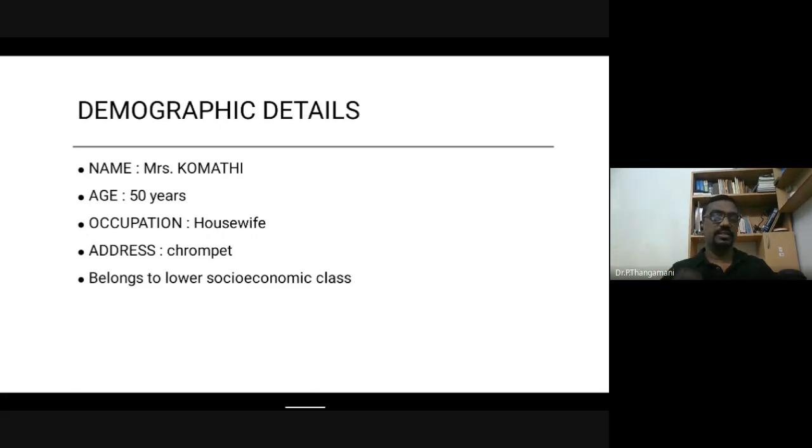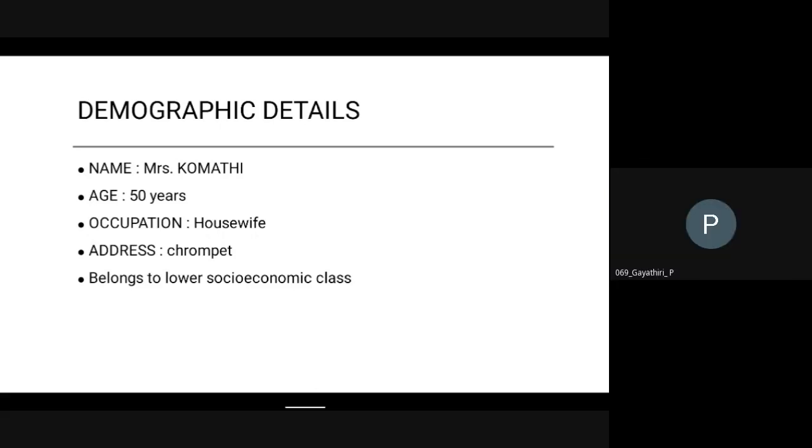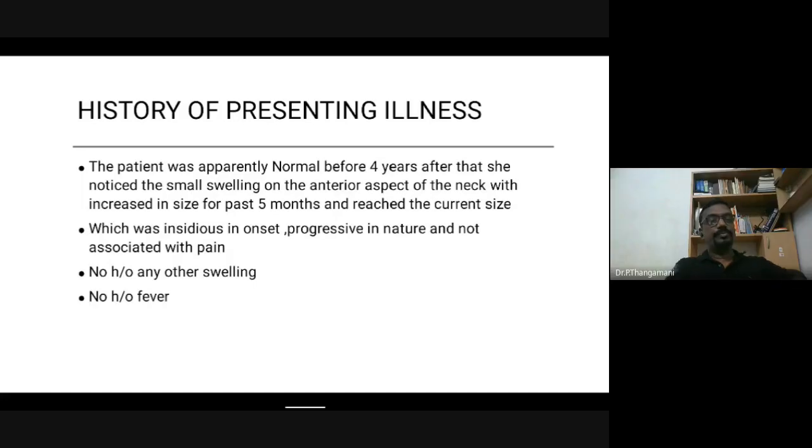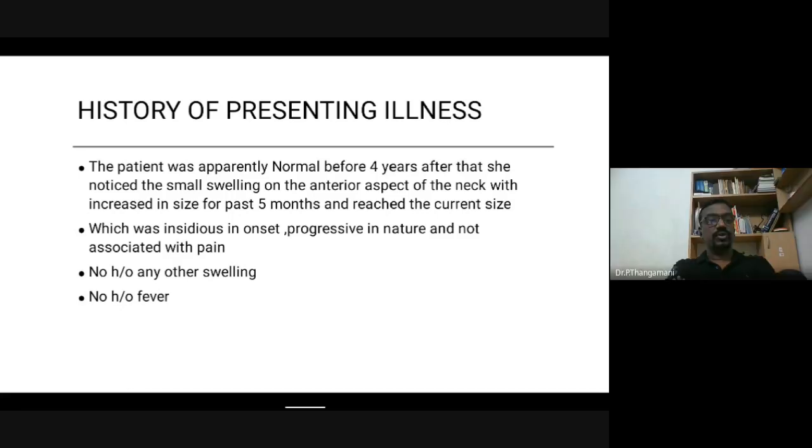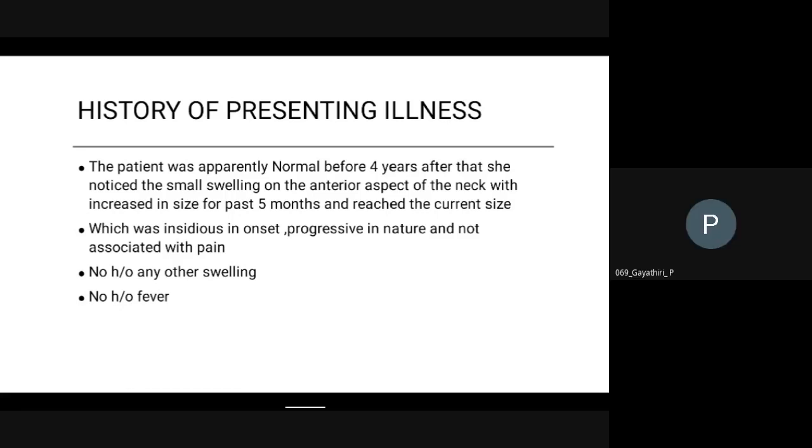Okay, right. Proceed. History of presenting illness. The patient was apparently normal 4 years ago, then noticed a small swelling in the anterior aspect of the neck with increase in size for the past 5 months, reaching the current size, which was progressive in nature and associated with pain. No history of any other swelling, no history of fever.